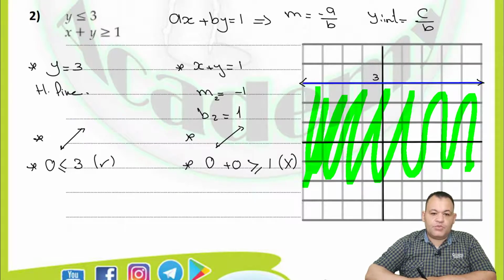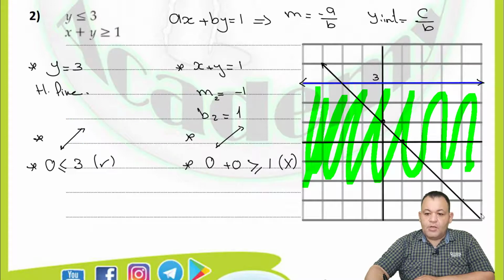Now line number 2. For line number 2, the y-intercept equals 1, so we'll start from 1. And the slope is equal to negative 1, which means going down 1 and running 1. That will be the second point, so we can graph the line. Also, the second line will be a solid line because we have greater than or equal.